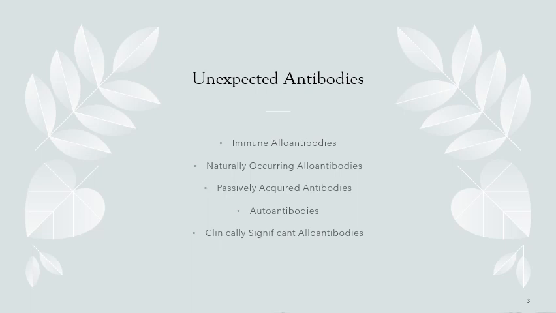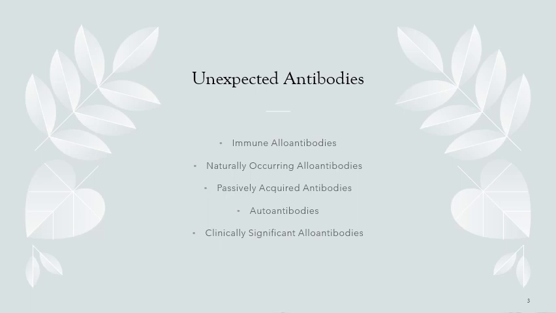The third category of unexpected antibodies is the passively acquired antibodies. So these antibodies are produced in one individual and then transmitted to another individual via plasma containing blood components or derivatives, such as intravenous immunoglobulin.